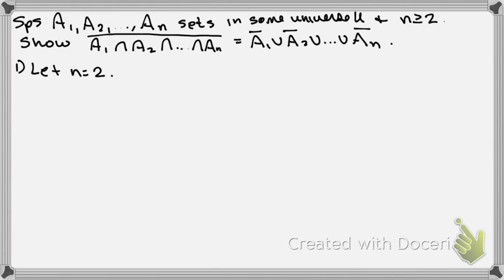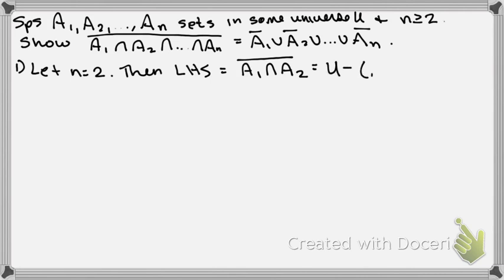So then the left-hand side, this one does have a left and a right. The left-hand side would be A1 intersect A2, complement, which is equal to, now you're not using De Morgan's law, this is pretty much what we're trying to prove, but what is a complement? Well, that means the universe minus A1 intersect A2.